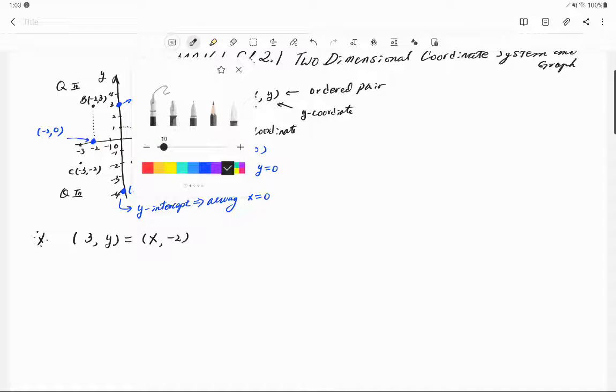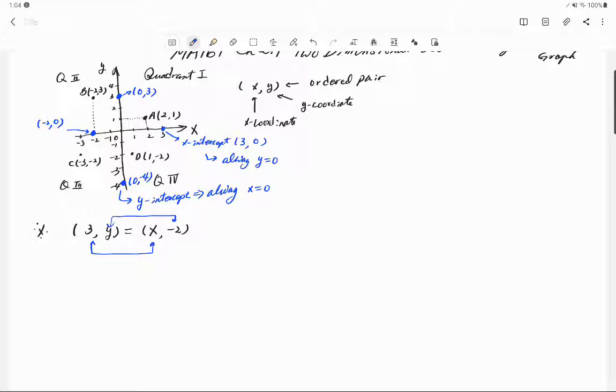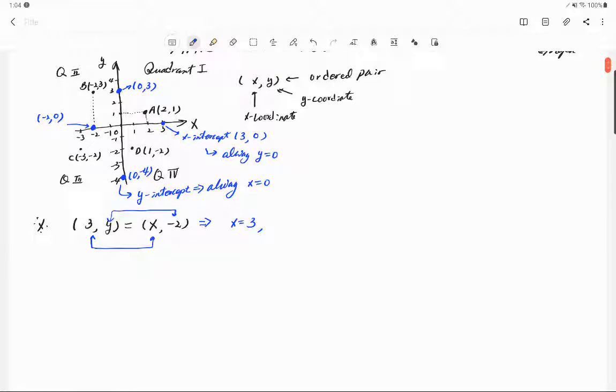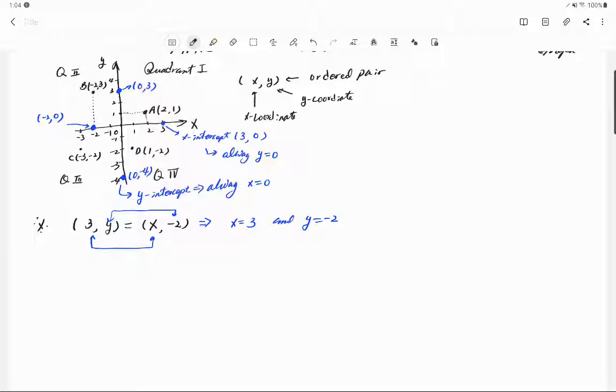So this represents the corresponding coordinates. So the x coordinates are the same and the y coordinates should be the same. So this one implies that x should be equal to 3 and what? And y should be equal to -2. This one is obvious, right? So if 2 points are the same, that means the coordinates are the same. So we set each x coordinate equal, and then make the y coordinates equal.